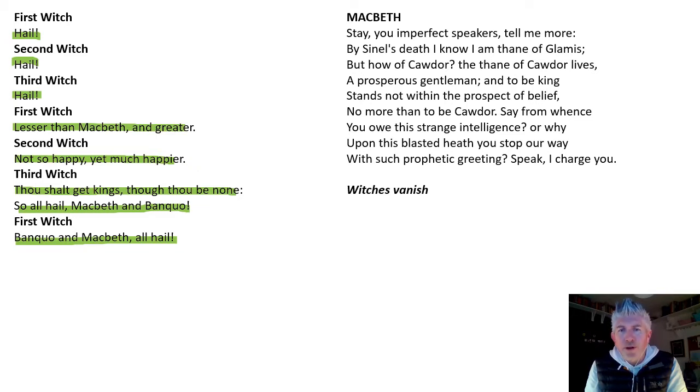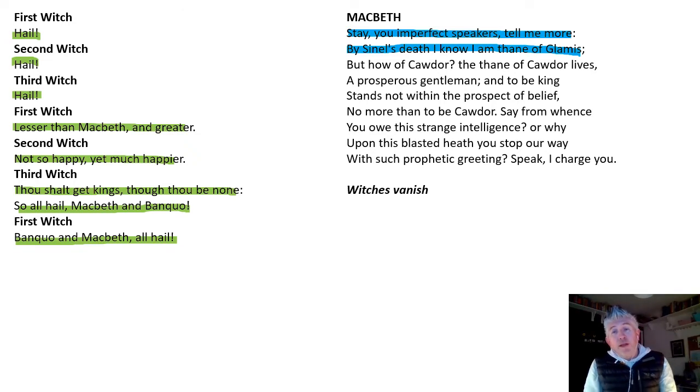Macbeth speaks again, commanding, as usual, "Stay, you imperfect speakers, tell me more." So he's got those command words, stay and tell, in his speech. "By Sinel's death, I know that I am Thane of Glamis." Sinel is Macbeth's father, and when Sinel died, that's when Macbeth became Thane of Glamis. "But how of Cawdor? The Thane of Cawdor lives, a prosperous gentleman."